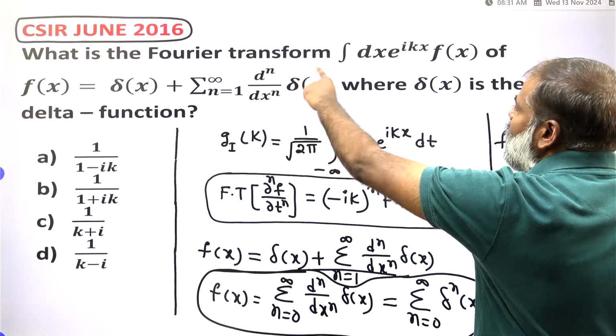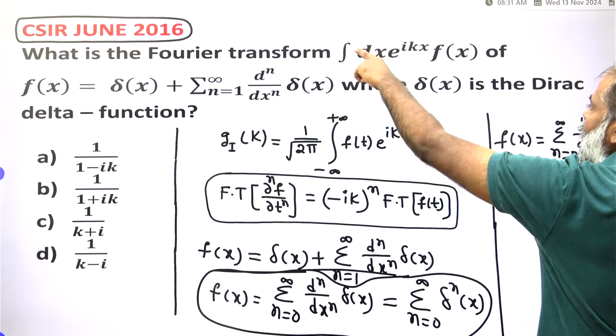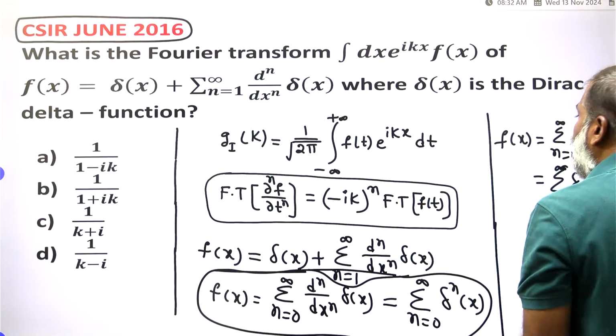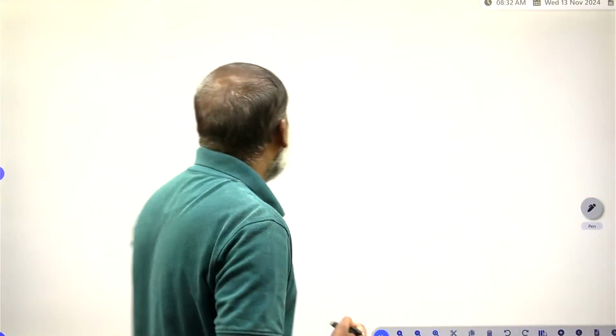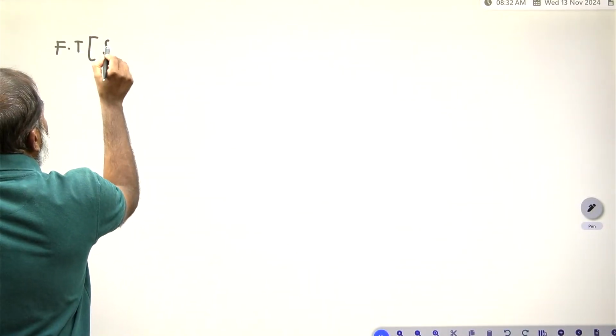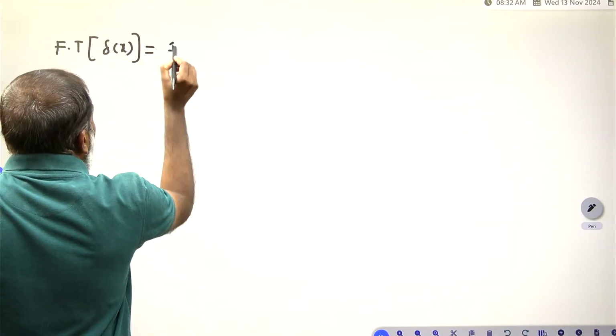The Fourier transform, integral dx e to the power of ikx f of x, is what they want us to ask. How do we calculate it? Once you see the Fourier transform, we first want to learn the Dirac delta function. The Fourier transform of the Dirac delta function is equal to 1.